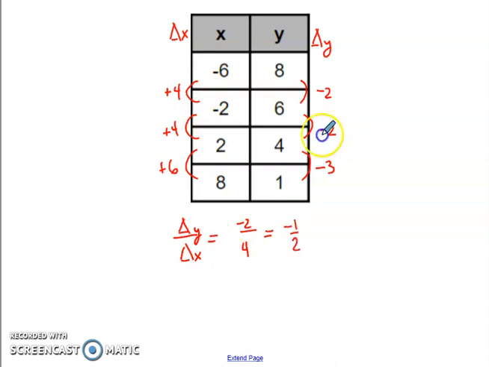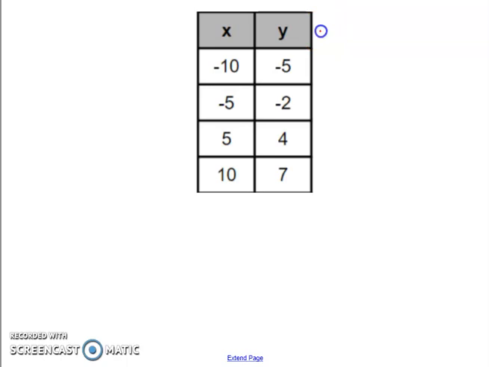All right, but we have this one that's different. Let's double check that. So negative 3 divided by change in x is 6. Simplifies to negative 1/2. They are the same. My slope is negative 1/2. Woohoo!